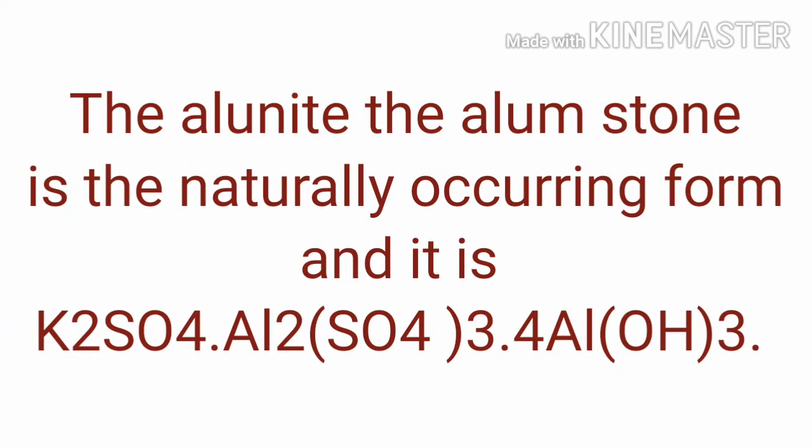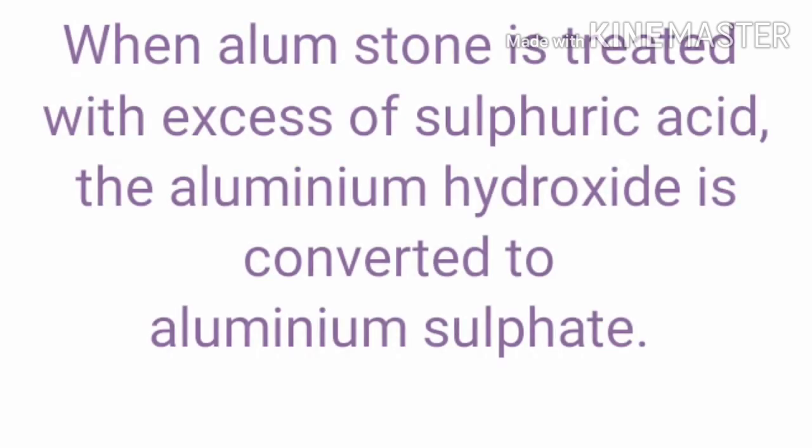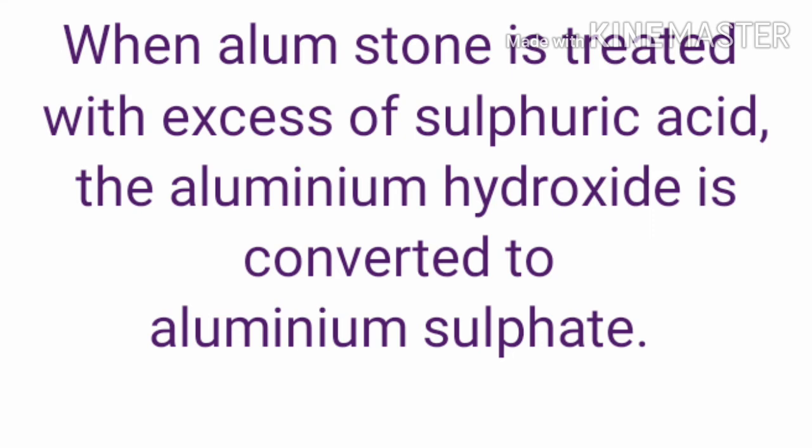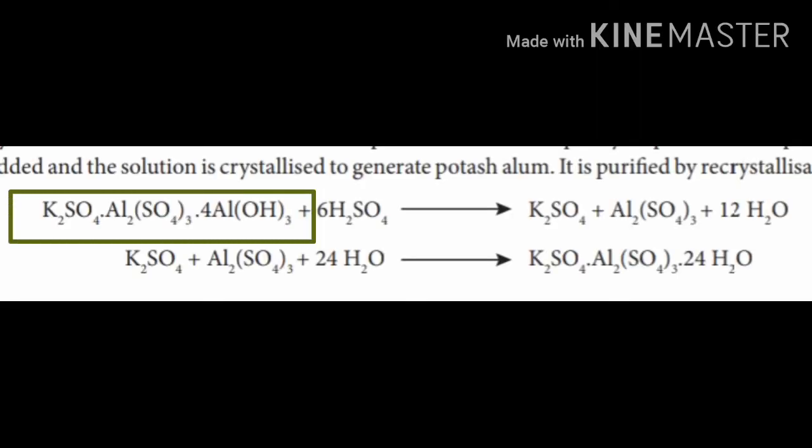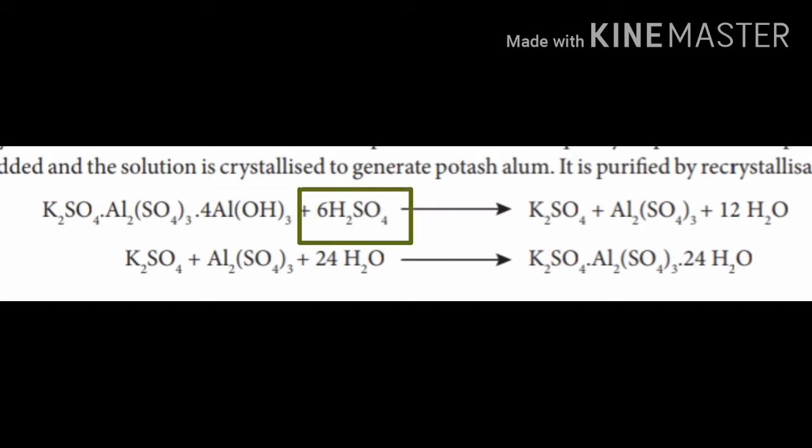The alunite or the alum stone is a naturally occurring form, and the formula is given, you can see K2SO4. When alum stone is treated with excess of sulphuric acid, the aluminium hydroxide is converted to aluminium sulphate. See the reaction. This is the formula of alum stone. When it reacts with excess of sulphuric acid, it will be converted into aluminium sulphate, Al2(SO4)3.